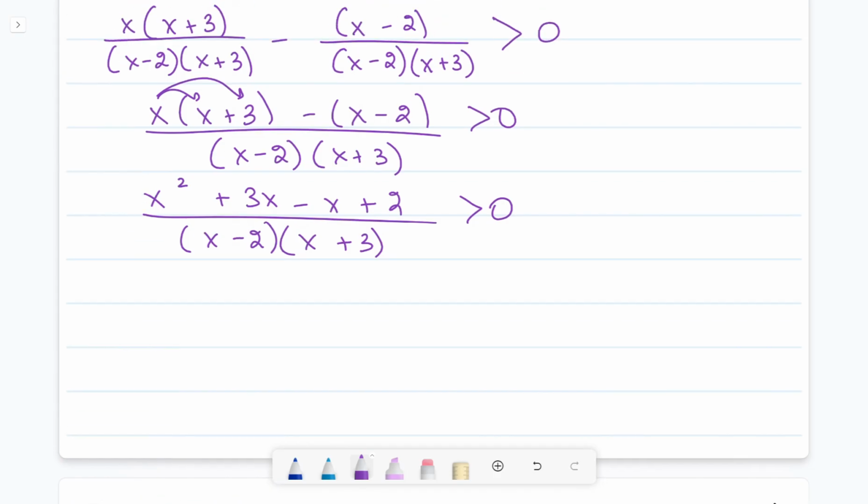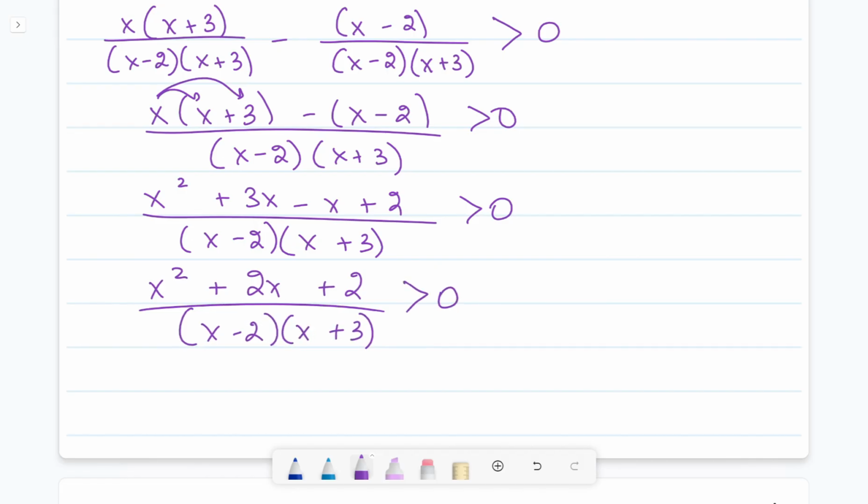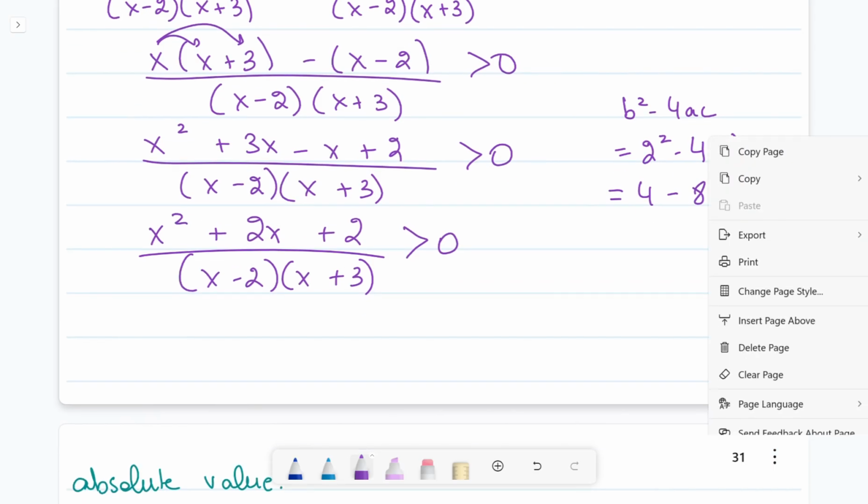And now let's simplify the numerator further. So we get x squared plus 2x plus 2 divided by x minus 2 times x plus 3 is greater than 0. Now we will try to factor the numerator to see what happens. So b squared minus 4ac. B is 2, so 2 squared minus 4 times 1 times 2 is 4 minus 8, which is negative 4. It's negative, so we cannot factor it further.